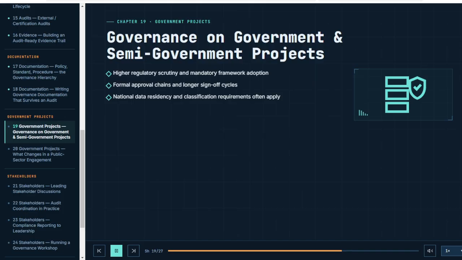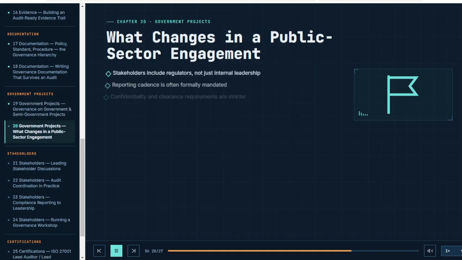classification requirements often apply. In a public sector engagement, your stakeholders include regulators, not just internal leadership. Reporting cadence is often formally mandated rather than negotiated, and confidentiality and clearance requirements are noticeably stricter. In summary, stakeholders include regulators, not just internal leadership. Reporting cadence is often formally mandated, confidentiality and clearance requirements are stricter.